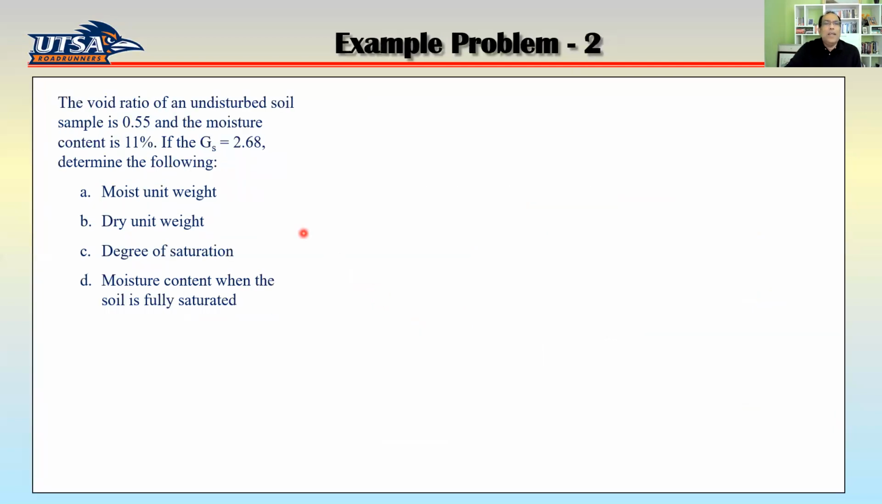Now let's see the second example problem, how we can solve it using just the formulas. The void ratio e is given as 0.55, the moisture content is 0.11 or 11%, and the specific gravity of soil is 2.68. Determine the following: moist unit weight, dry unit weight, degree of saturation, and moisture content when the soil is fully saturated.